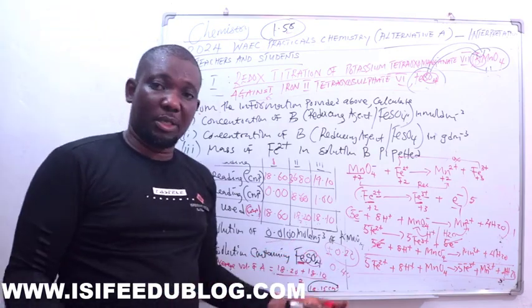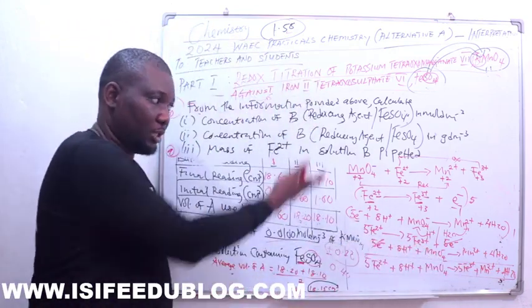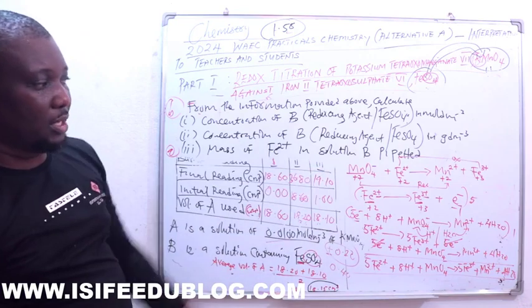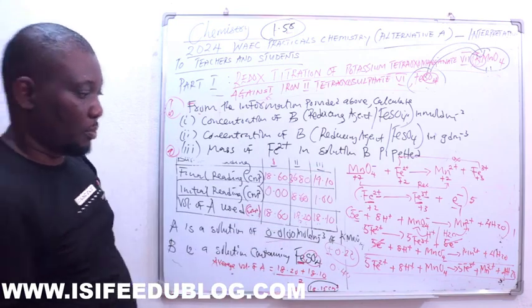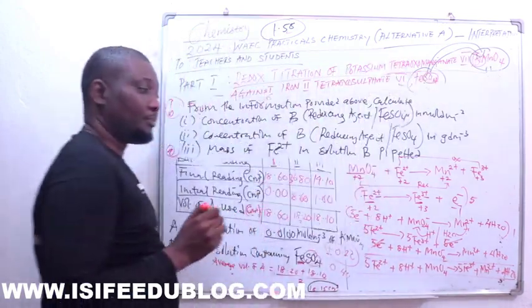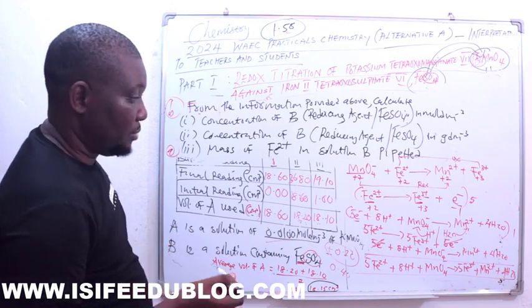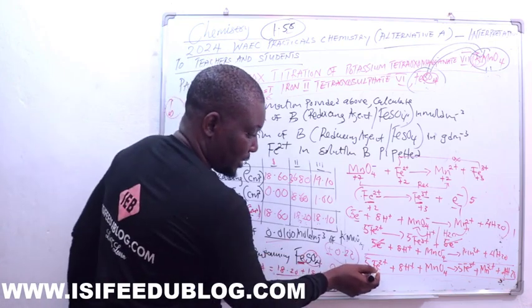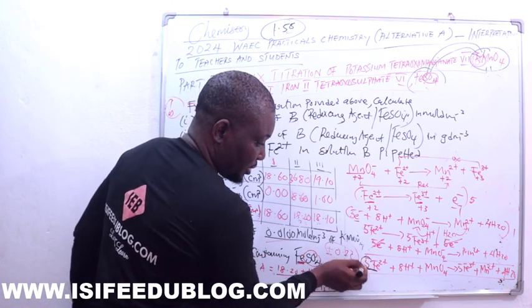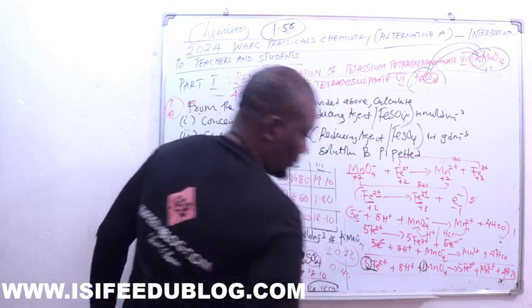Maybe WAEC will be merciful enough to accept this equation on the equation paper. But if they didn't, you can pause the video and look at the steps. This is the balanced chemical equation of this against this. I'm going to underline the mole ratio. Look at B. The mole ratio of this is 5. The mole ratio of this is 1.